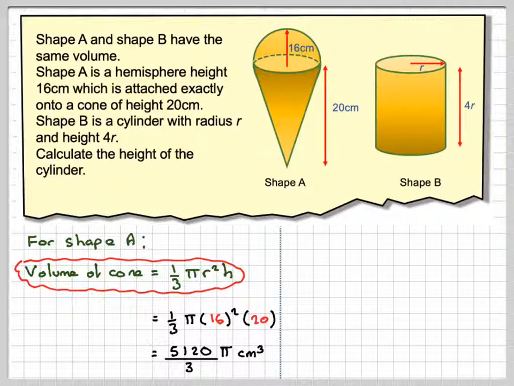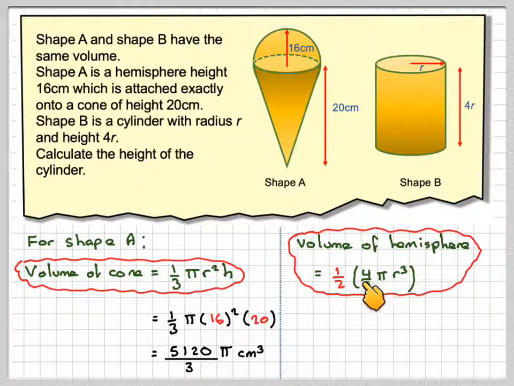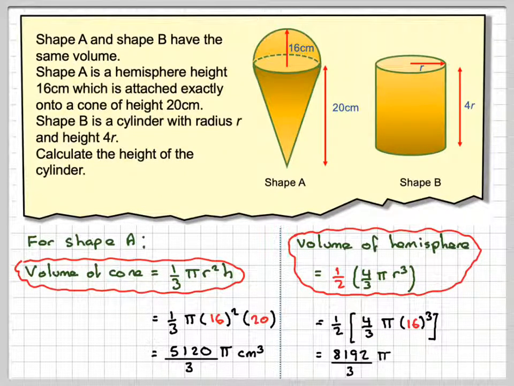Right, now the volume of the hemisphere. A sphere has a volume of 4/3 pi r cubed. This is given on the formula booklet, so we need to multiply that by a half. And like I said, the radius of the hemisphere will be 16. So, putting the information in, it's going to be a half times 4/3 pi times 16 cubed. And if we work that out on our calculator using the fraction button, that's going to give me 8,192 divided by 3 pi centimeters cubed.